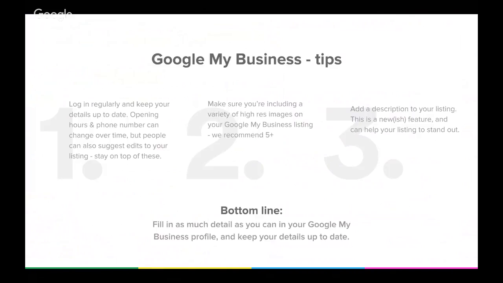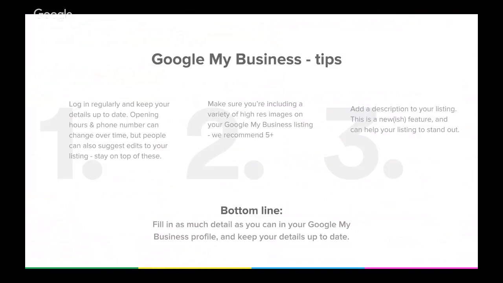So I would recommend staying on top of these, making sure that if somebody does suggest an edit, that you just review that. And if it is correct, approve it. If not, then make sure it doesn't get pushed through. Another one is to make sure you're including a variety of high-res images on your Google My Business listing. I personally would recommend about 5 images plus.